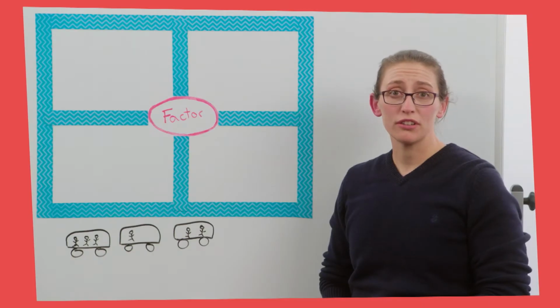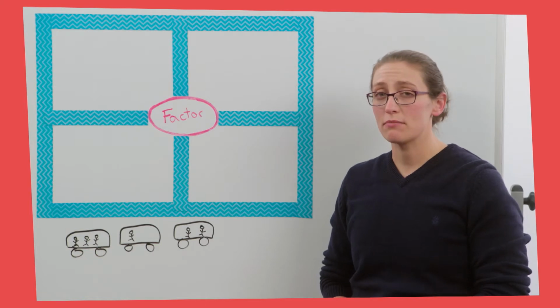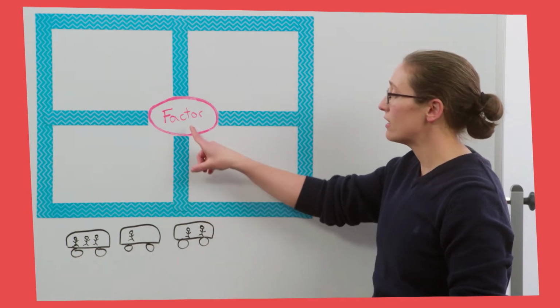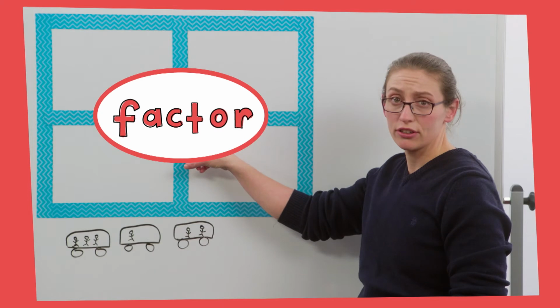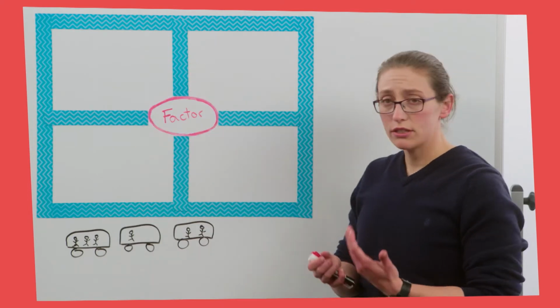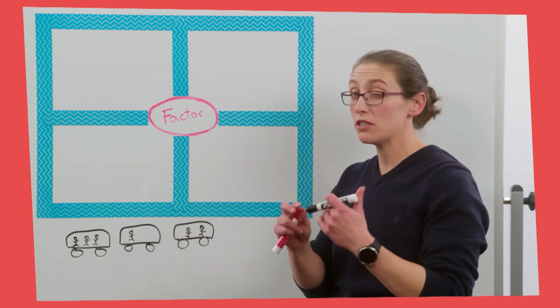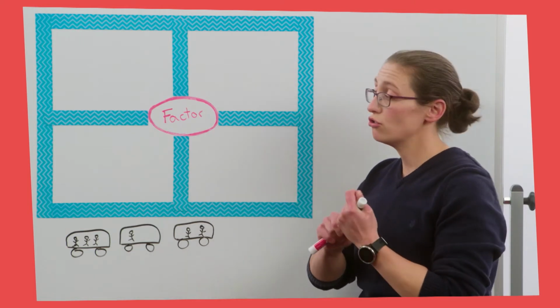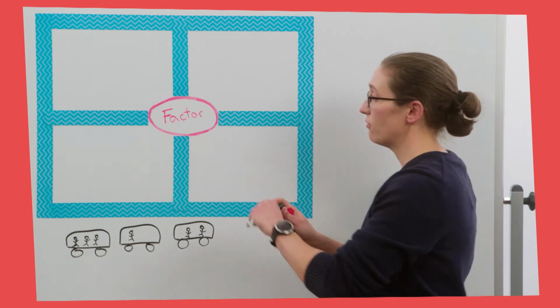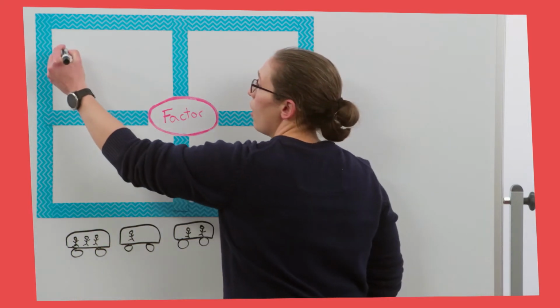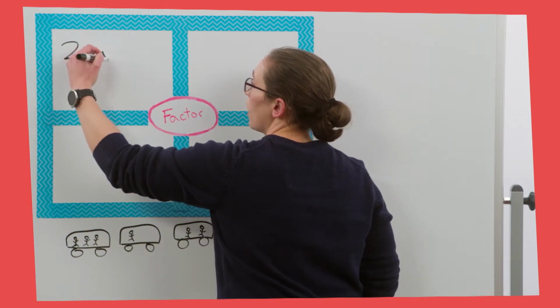Let's talk about a word that will show up during our time together. We're going to be talking today about the word factor. What we want to know is that when we're talking about factors, we're talking specifically about multiplication. So, with that being said, factors, if we're defining them, are two numbers multiplied together.